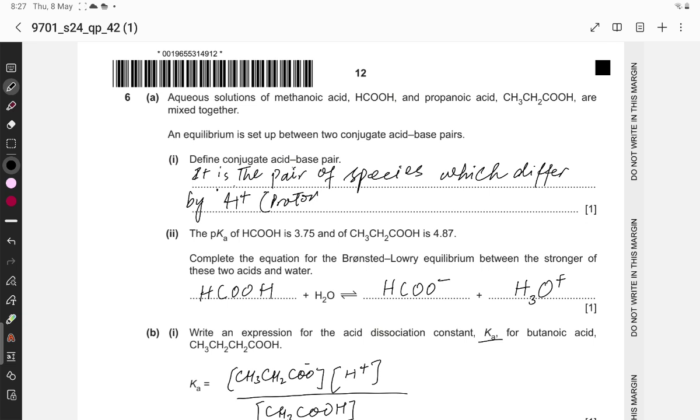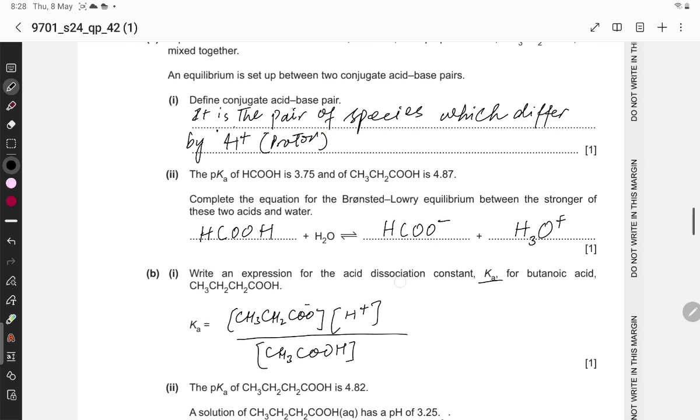We know that a conjugate acid is a proton donor and a conjugate base is a proton acceptor. So the conjugate acid-base pair is the pair of species which differ by a proton. The pKa of HCOOH is 3.75 and CH3CH2COOH is 4.87.